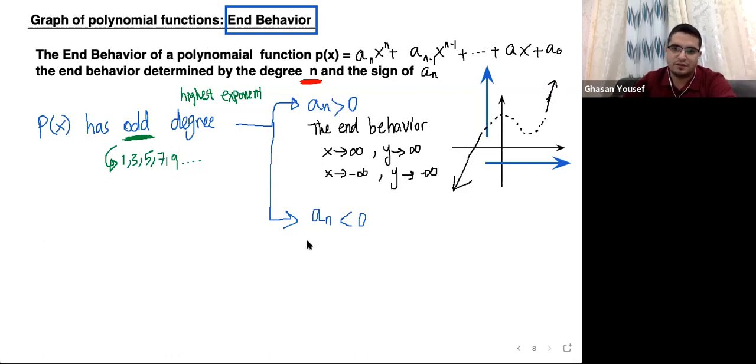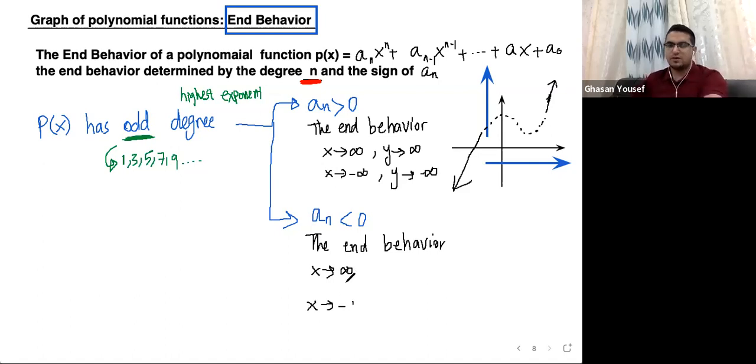So the end behavior, when x goes to infinity and when x goes to minus infinity. When x goes to infinity, y should go to minus infinity, always. When x goes to minus infinity, y should go to positive infinity.